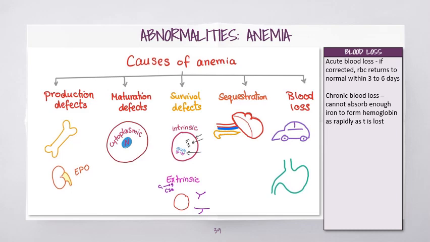Next is, I think, one of the most common causes: blood loss. In acute blood loss, if it is immediately corrected, RBC returns to normal within 3 to 6 days. That is, if the compensatory mechanism of the bone marrow and kidney is okay, normal levels will return in 3 to 6 days. Of course, if you have blood loss and both of these are not functional, it will not be corrected.